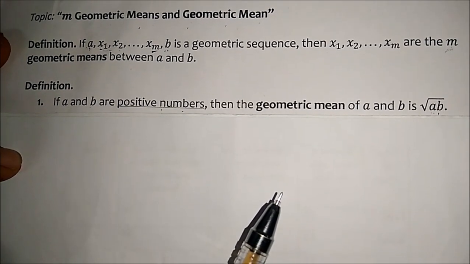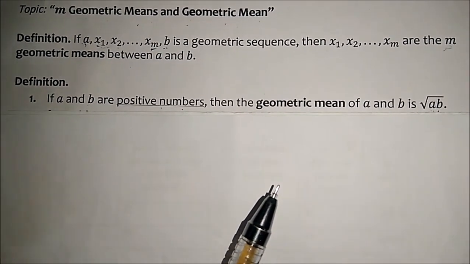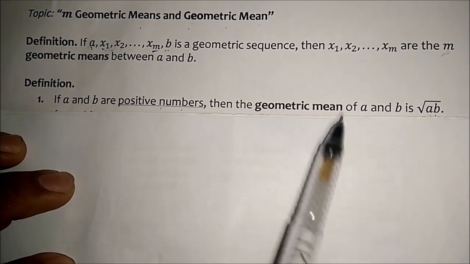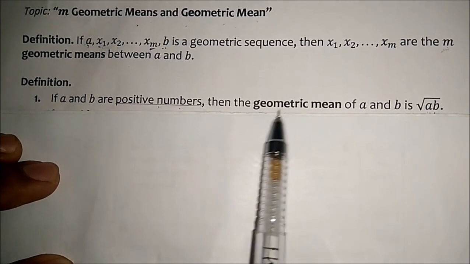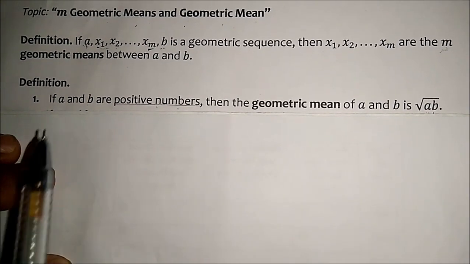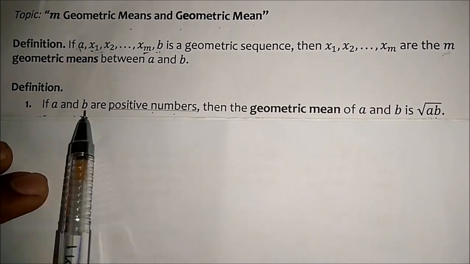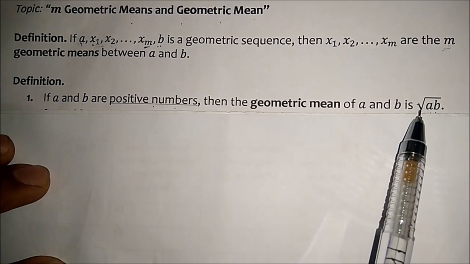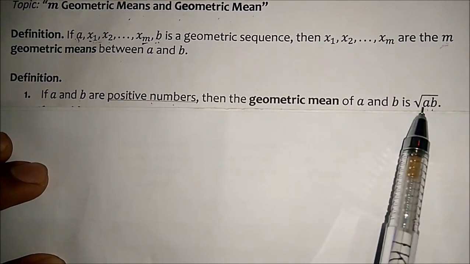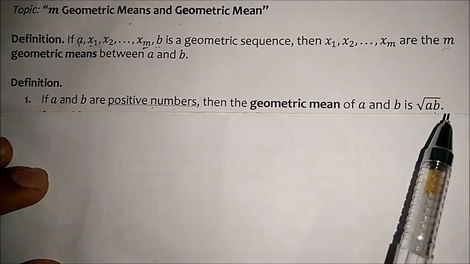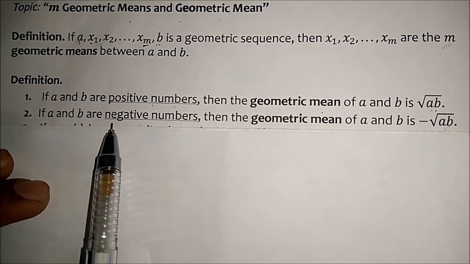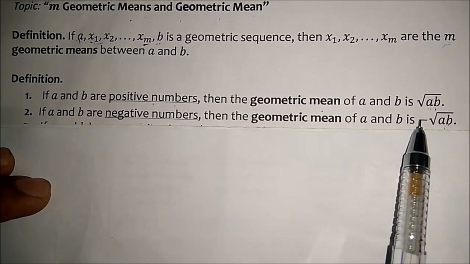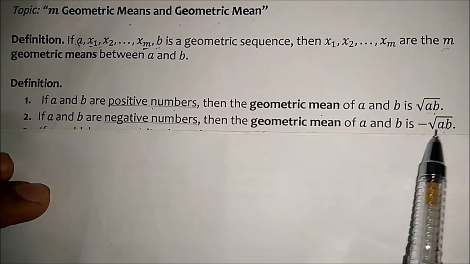Okay. Now, what if we only have one geometric mean, or we are to get geometric mean between A and B? Remember, this is singular. Geometric mean between A and B. So the formula would be this. If A and B are both positive, then the geometric mean is simply the positive square root of A times B. Now, on the other hand, if A and B are both negative, then the geometric mean between A and B should be the negative square root of A times B.